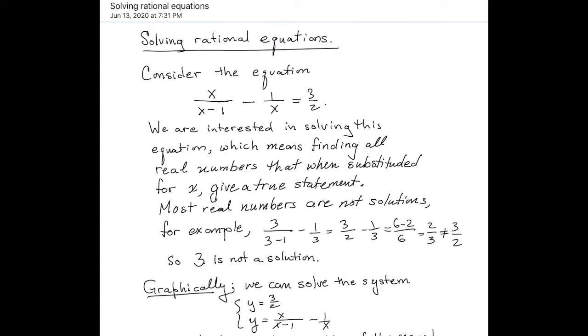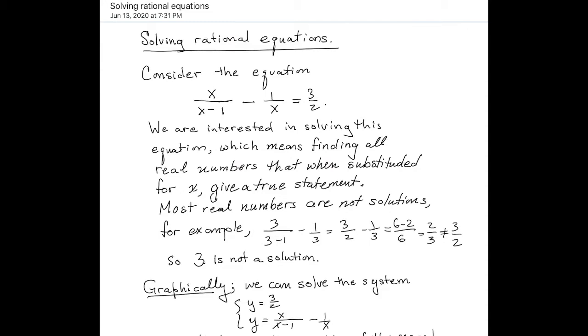In this section, we're solving rational equations. I'd like to consider this equation as our example: x over x minus 1 over x equals 3/2. To solve this equation means to find a value that we can plug in for x to get a true statement. Most values for x will not lead to a true statement, and I'll give you an example of a non-solution.